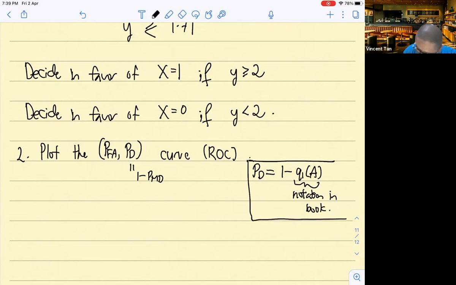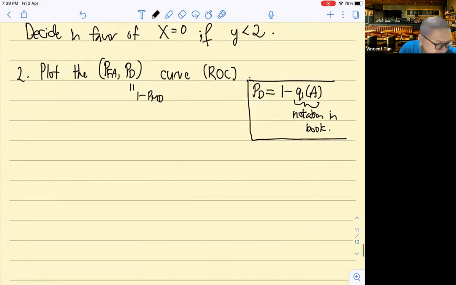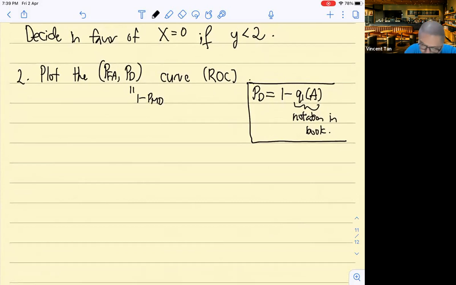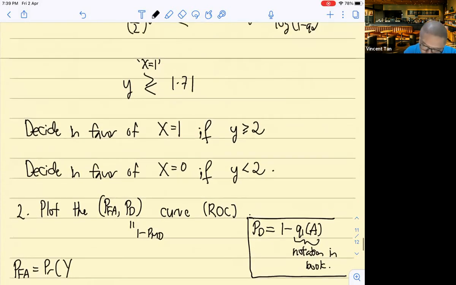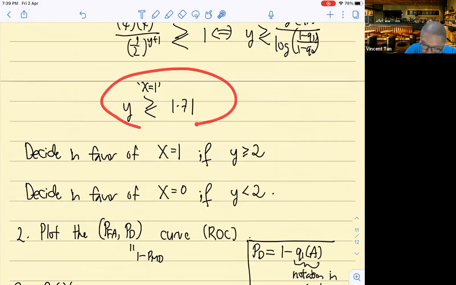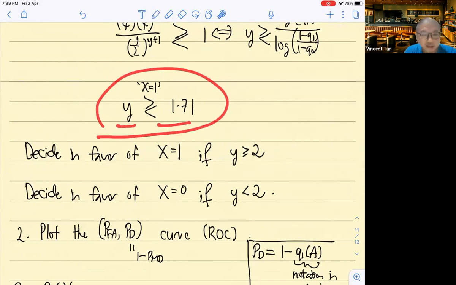Now we have to plot the PF and PD curve. So what is the probability of false alarm? That is the probability that y, as you can see here, no matter what you do, the eventual likelihood ratio test will be a test of y against an integer.